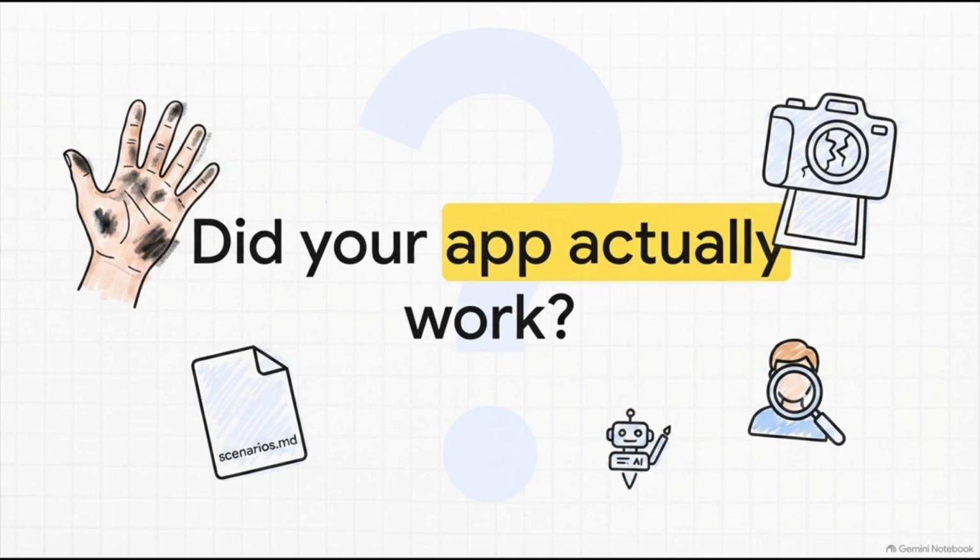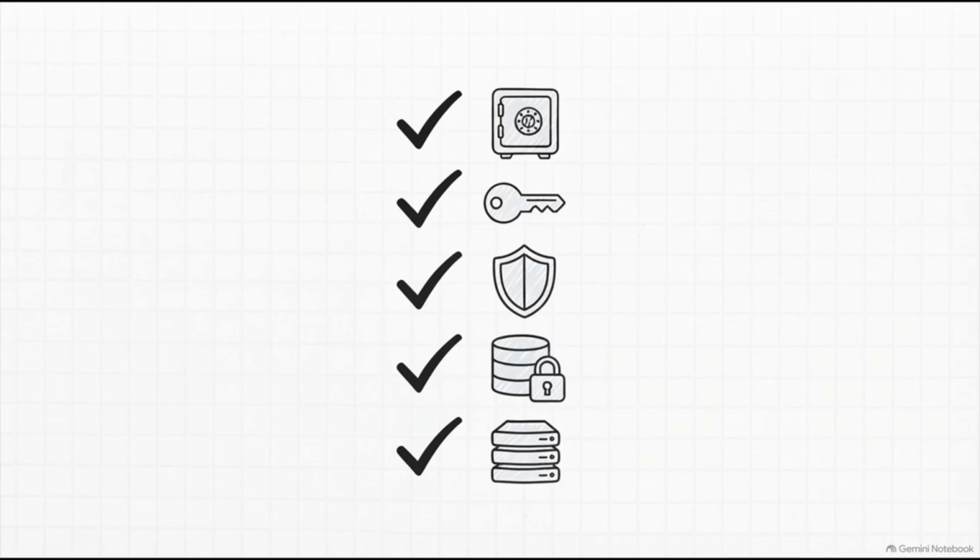Take those real-world situations from your scenarios.md file and challenge your app. If you built a photo scanner, feed it a completely blurry, unreadable photo. See what happens. Only a human can do that final check to make sure the unhappy paths don't crash your whole system. Okay, let's talk safety. Here are your absolute critical security rules.